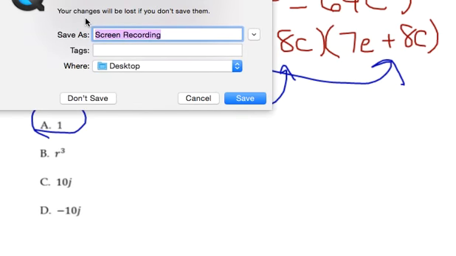Okay, this is 7-4, Difference of Squares.